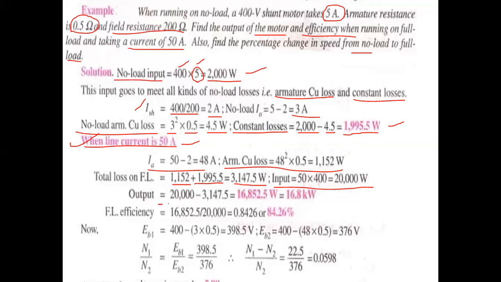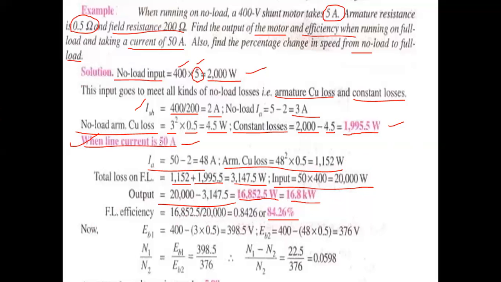Then output power is equal to input power minus total losses, which is equal to 16,852.5 watts. Approximately it is equal to 16.8 kilowatts. Then the full load efficiency of the motor is equal to output power divided by input power, where the output power is 16,852.5 divided by 20,000, the input power, which is equal to 84.26%. Like this, we have to calculate step by step using the Swinburne test data.